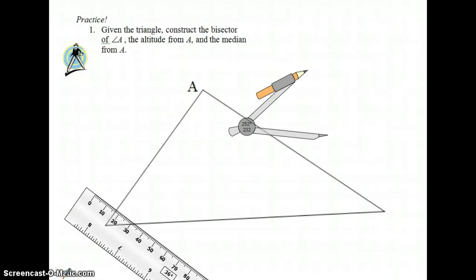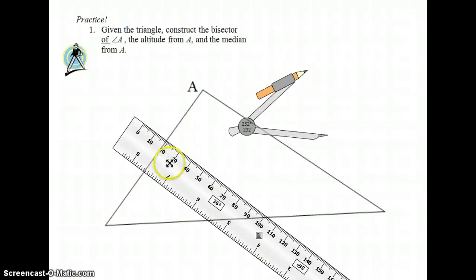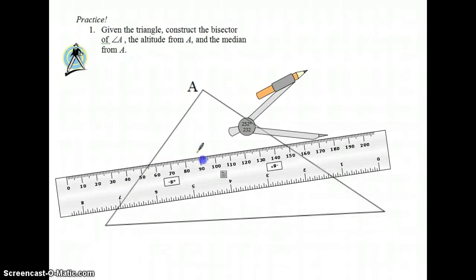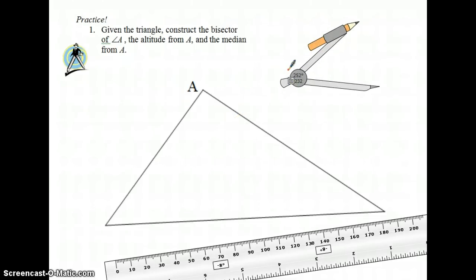Okay, I don't want this video to go past 30 minutes. If I were to do all the rest of the activities, it would obviously go past 30 minutes, so I'm going to wrap it up. Given the triangle, and I'll just talk you through these quickly, construct the bisector of angle A, the altitude from A, and the median from A.